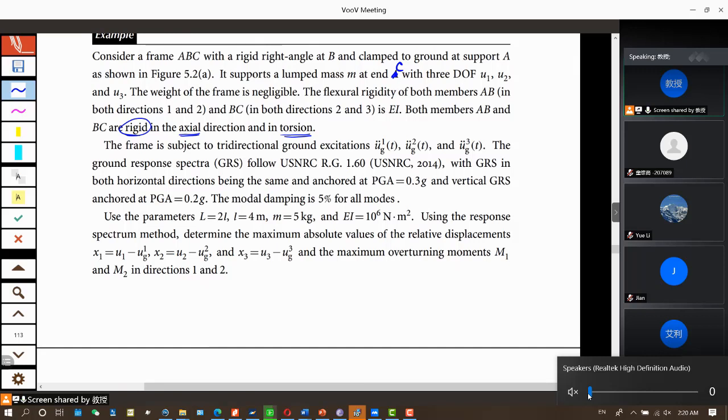Okay, so we know the length and mass density, and flexural rigidity. We want to use the response spectral method to determine the maximum absolute values of the relative displacements x1, x2, and x3, and the maximum overturning moments m1 and m2. Okay, so the question is quite clear.